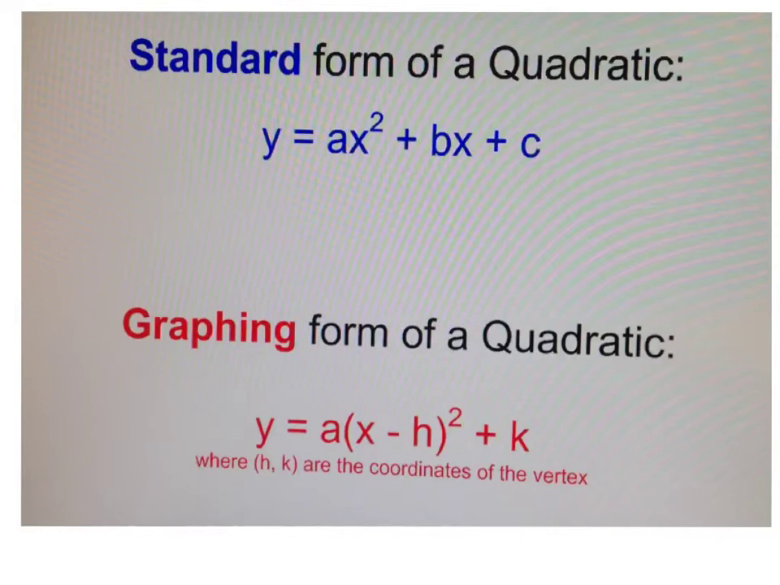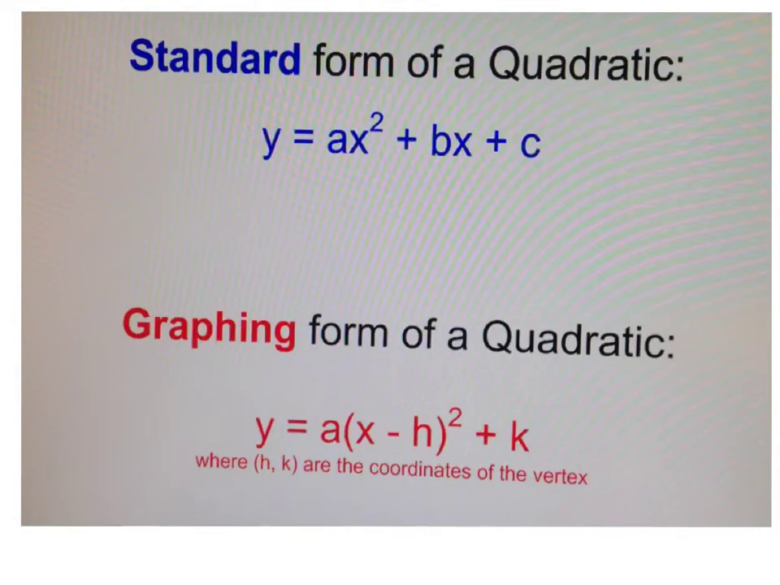All right, so first thing, we've learned that standard form for a quadratic looks like this: y equals ax squared plus bx plus c. Today we are going to work with something called graphing form. You definitely need to write this down. Graphing form of a quadratic looks like this: y equals a(x minus h) squared plus k. And in graphing form, the h comma k are the coordinates of the vertex. So this is graphing form of a quadratic.